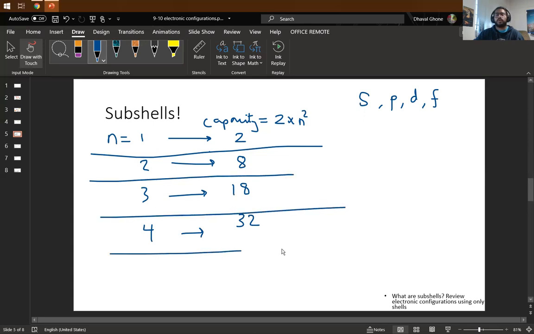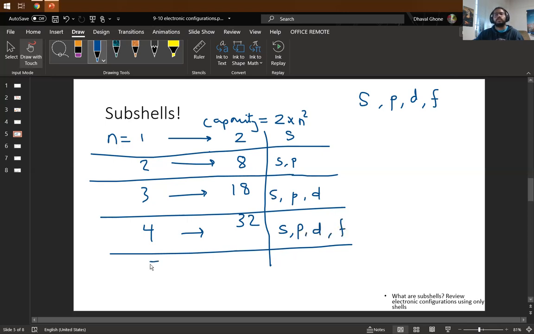If you know, I would recommend writing it down in the book before I give you the answer, so you can memorize it better. So if you're done writing it, the answer is shell number 1 only has the S subshell. It does not have a subshell called P. Shell number 2 has subshells S and P. Shell number 3 has subshells S, P, and D. And shell number 4 has subshells S, P, D, and F.